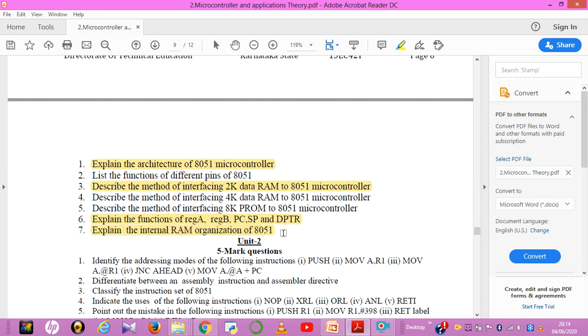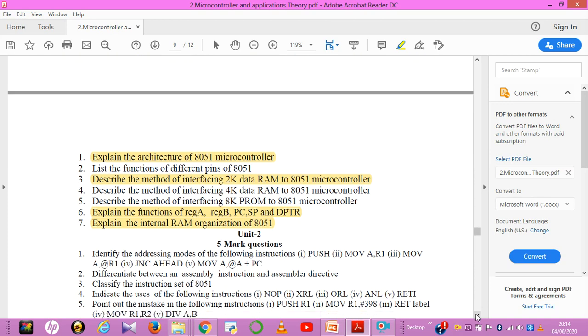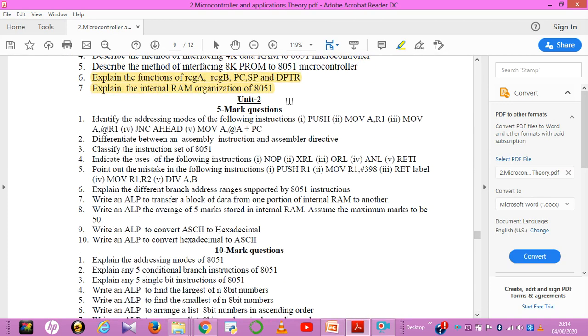Explain the internal RAM organization of 8051. You have to draw the diagram of internal RAM, and explain all three sections of internal RAM. In total you have 128 bytes of RAM for 8051. You have to explain how all 128 bytes are organized in the internal RAM locations of 8051. These are the important questions that come in unit number 1.